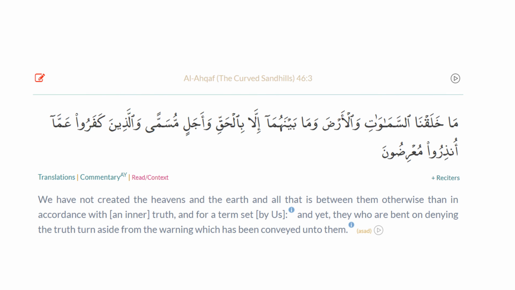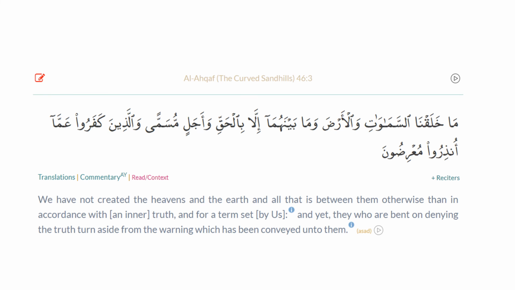To begin answering that question, I would actually like to focus on a verse that we will bring up again and again in this lecture, because as I said, I think that this is the most spiritual part of this lecture series. And this is a verse from Surah Al-Ahqaf, and the verse says: We have not created the heavens and the earth and all that is between them otherwise than in accordance with an inner truth and for a term set by us.